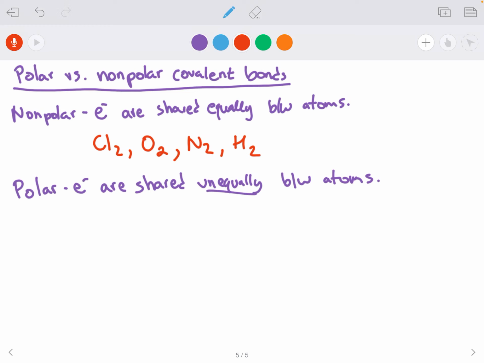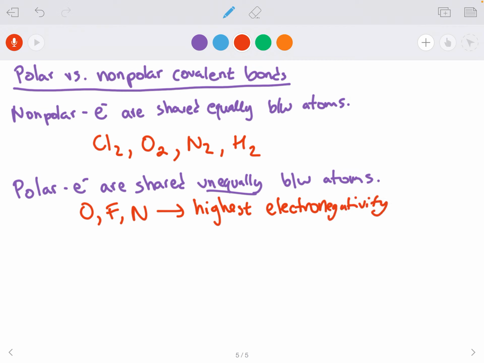So the atoms with the highest electronegativity are oxygen, fluorine, and nitrogen. They have the highest electronegativity. So if you have a compound with, say, hydrogen and oxygen like water, this would be polar. And the way I draw this is I'd have oxygen, and then here I'll draw in the electrons in the bond between the oxygen and the hydrogen. The oxygen would have more of an attraction for those electrons, so I draw something that looks like this. There's a slight positive charge on the hydrogen, and then there's a slight negative charge on the oxygen.